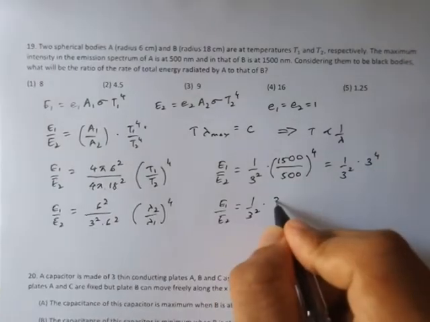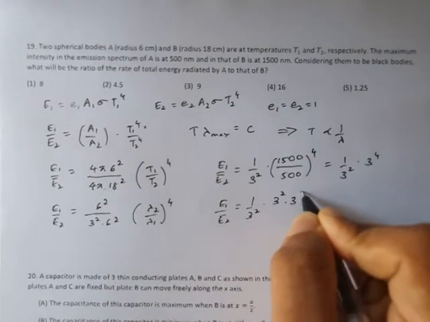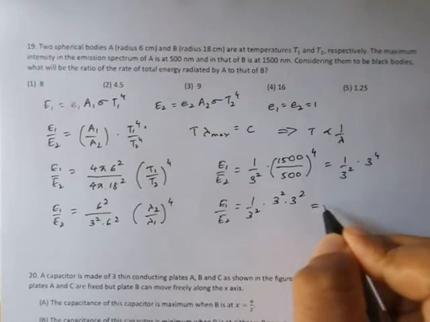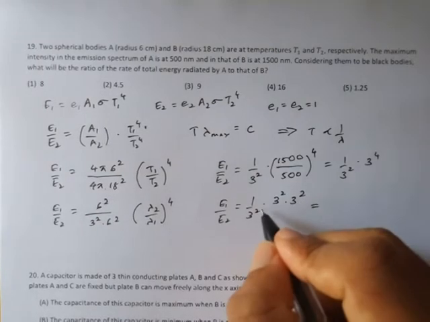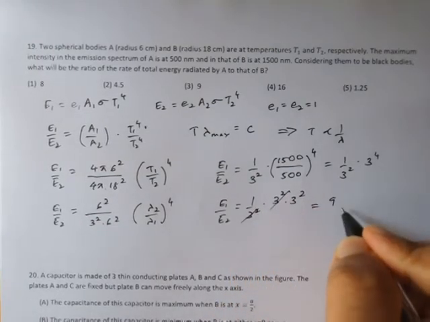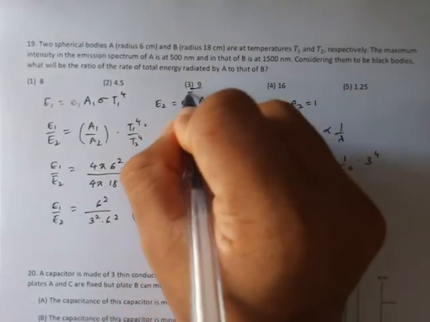times 3 to power 4. I can write 3 to power 4 as 3 to power 2 times 3 to power 2, so these cancel off, leaving 3 to power 2, which is 9. So the answer is that one.